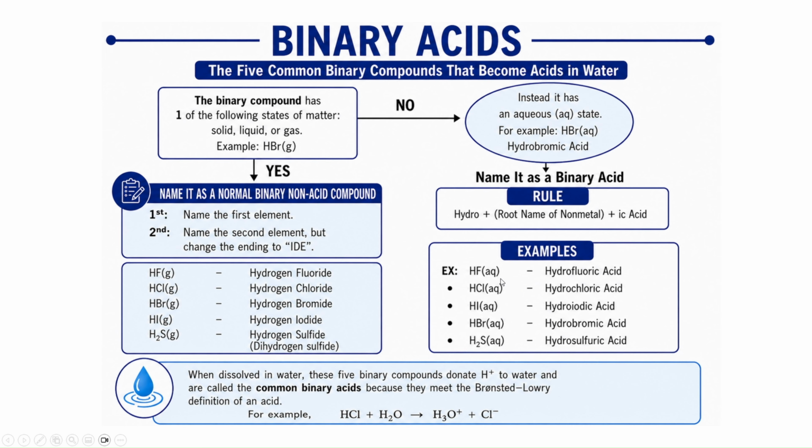Remember, AQ means the compound is dissolved in water. When dissolved in water, these compounds donate hydrogen ions to water, which accepts the hydrogen ion. This is what makes them acids according to the Brønsted-Lowry theory. Now, let's put everything we have learned together.